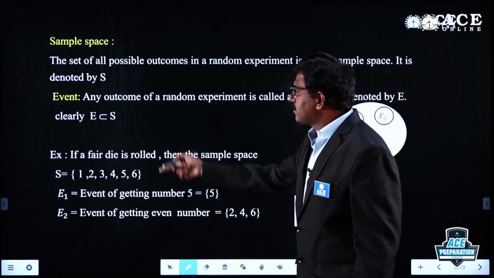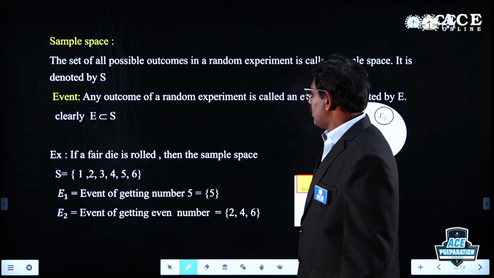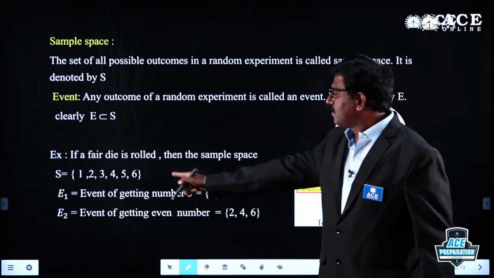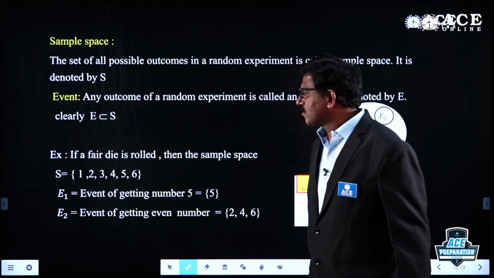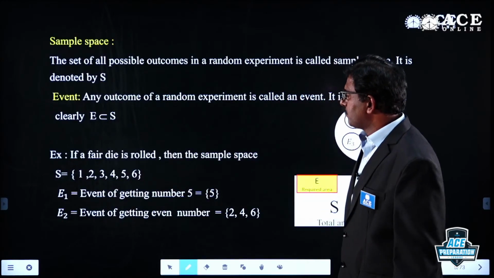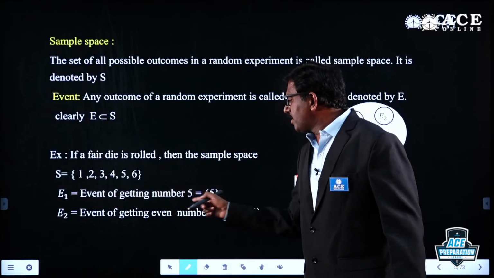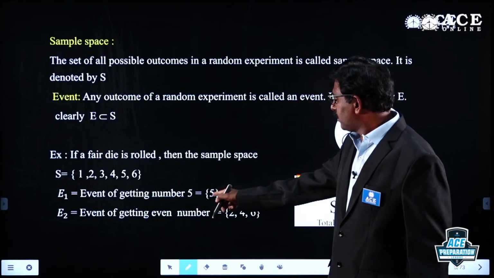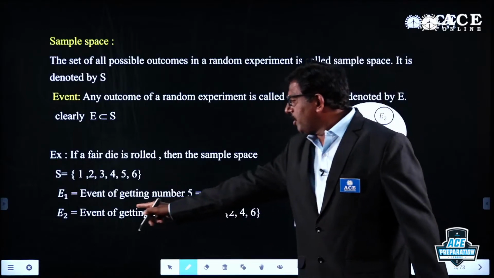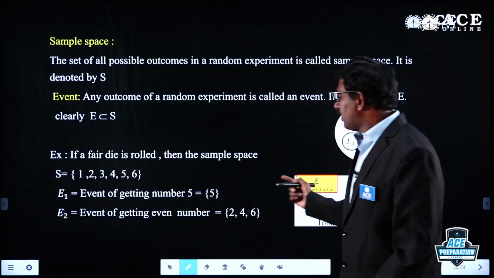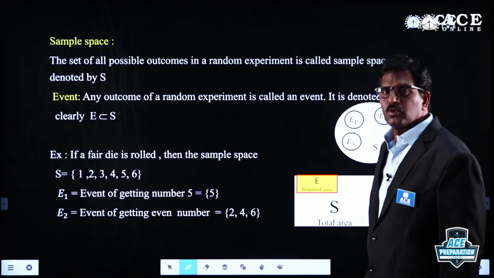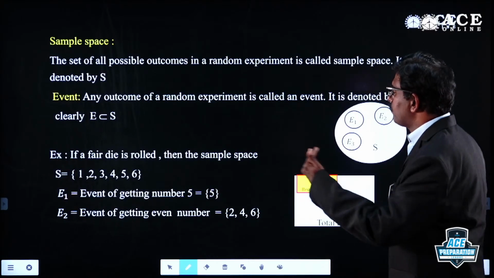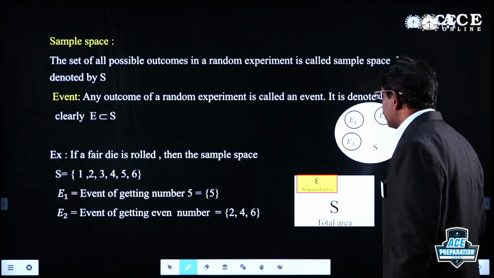Now coming to the example: if a fair die is rolled, then the sample space S is nothing but the 6 outcomes, 1, 2, 3, 4, 5, 6. Suppose one event is getting a number 5, that is a singleton {5}. E2, another event, is getting an even number, that is 2, 4 and 6. We can define sample space and events like this.